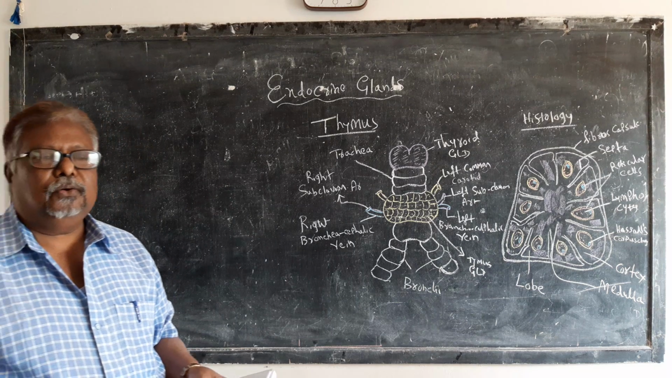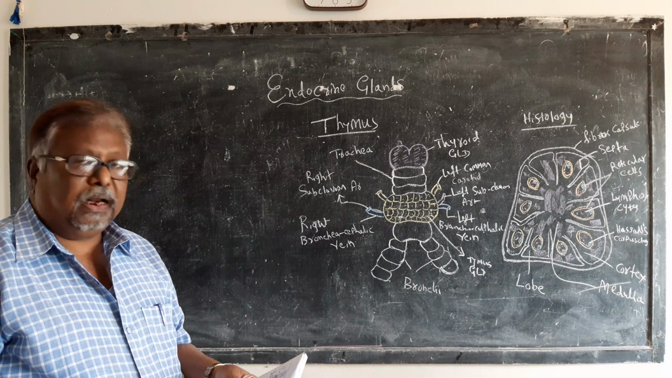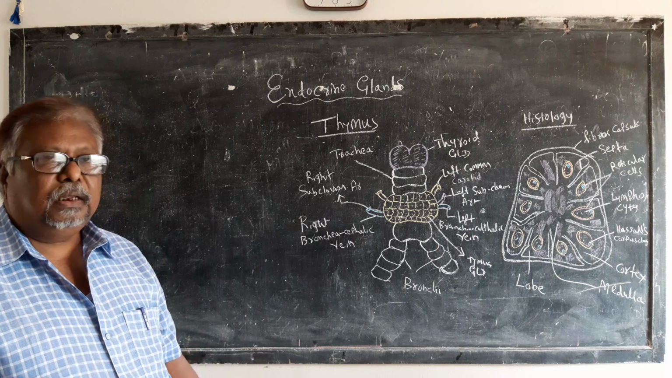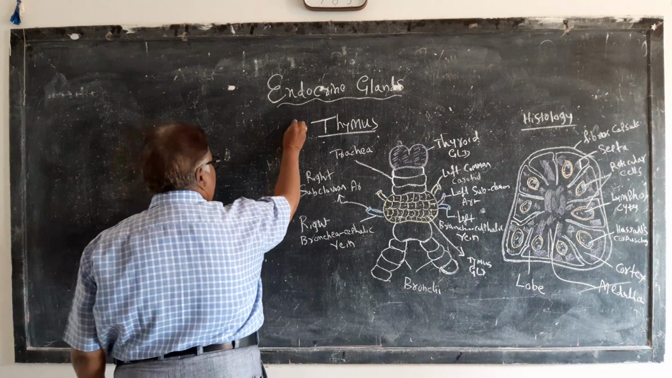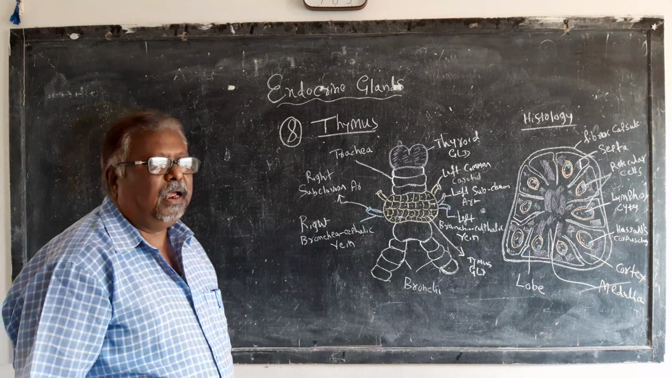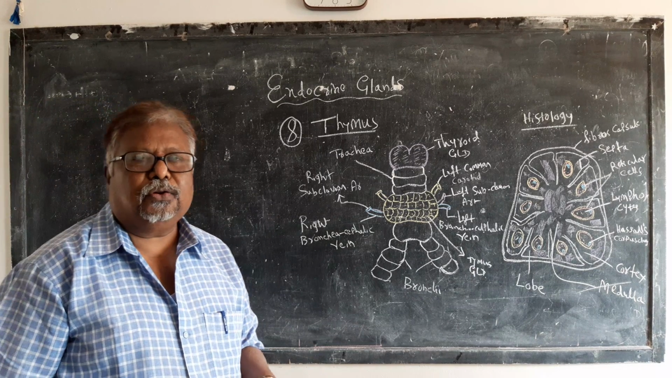Today we are going to learn about the endocrine glands. We are learning already the endocrine glands. Now the eighth one is the thymus gland. The eighth endocrine gland is called thymus. Thymus gland is also an endocrine gland.